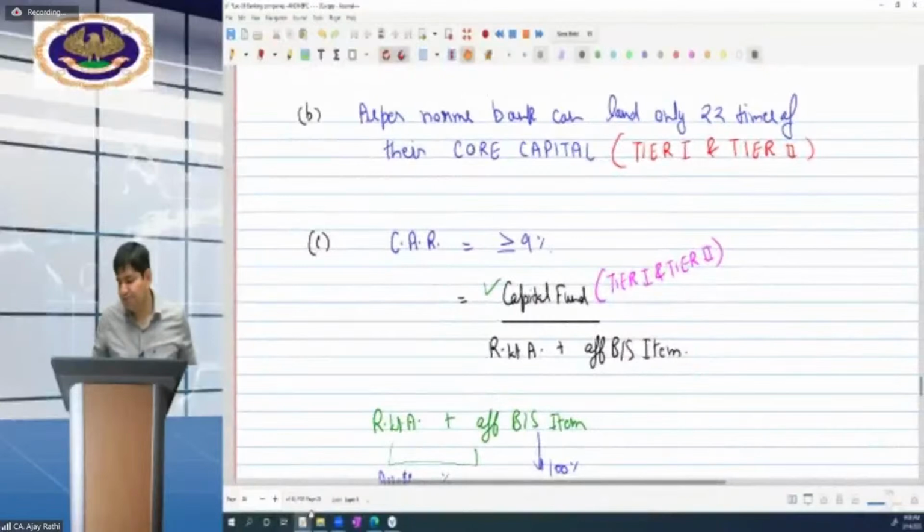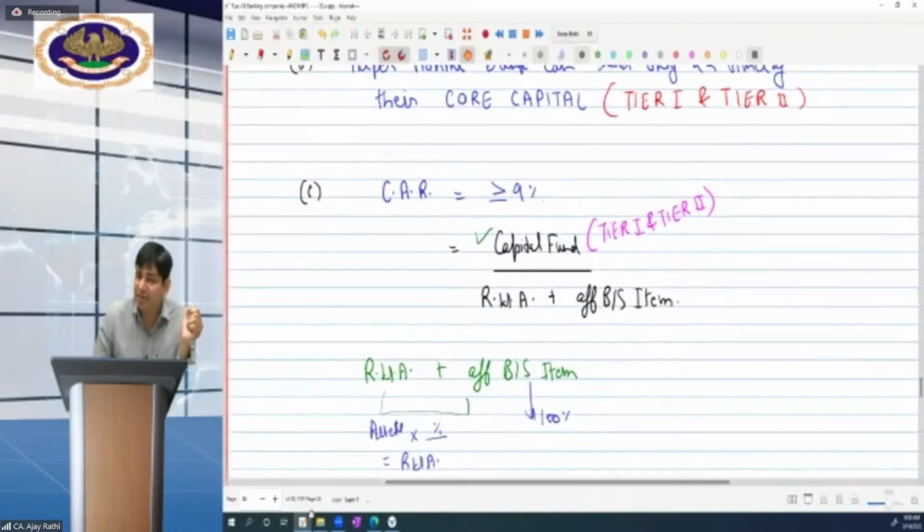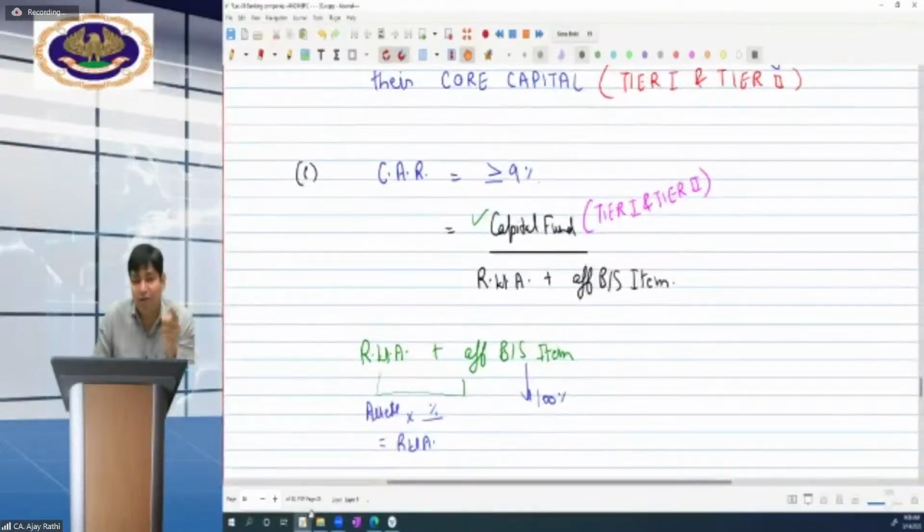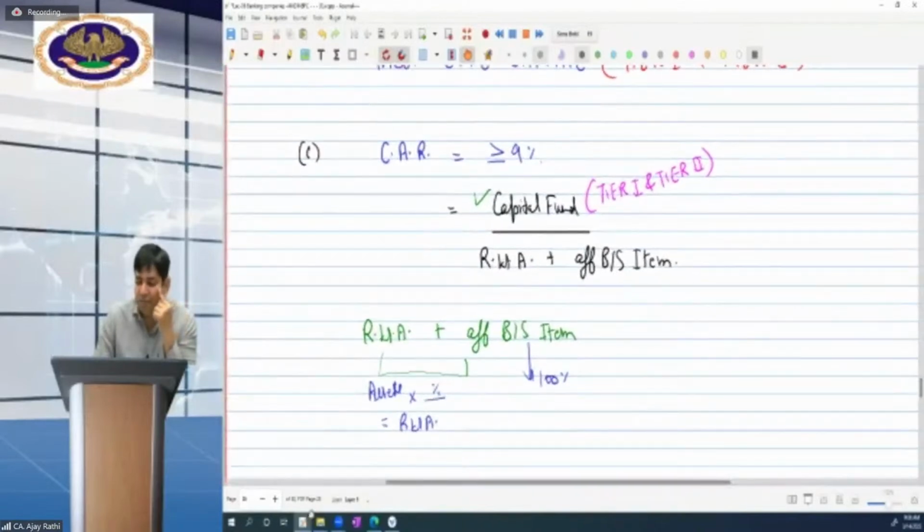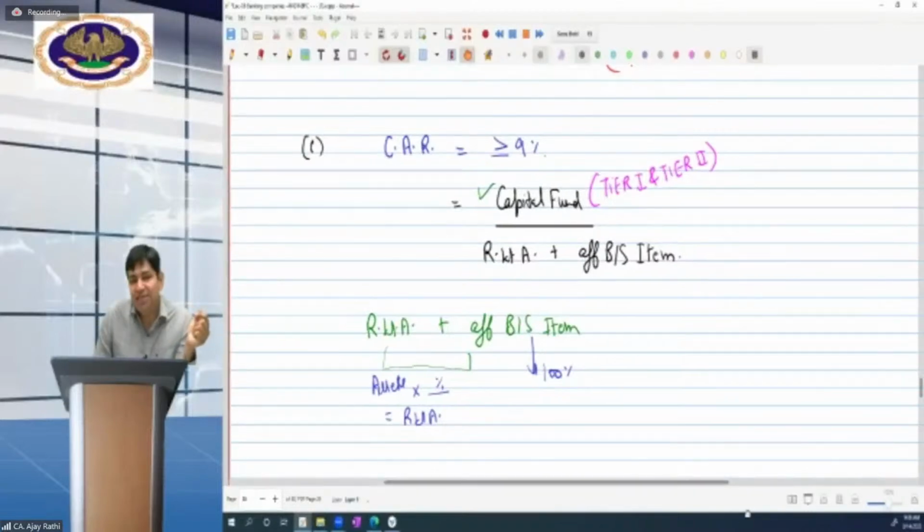As per norms, it was decided in the updated version that a bank can lend 22 times its capital. And the ratio was further updated to at least 9%. And the formula was also updated along with RWA, not resident welfare association. Please don't say that. Students usually say it is a resident welfare association. RWA is risk weighted assets plus off balance sheet items.